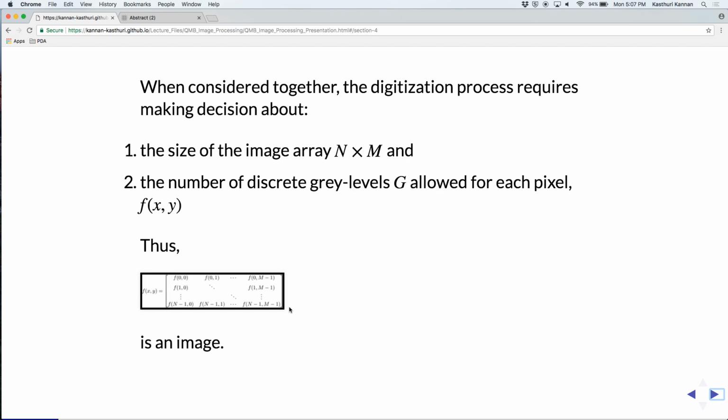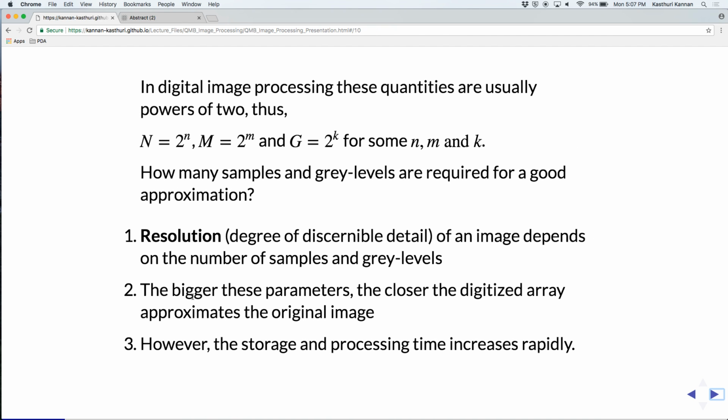So in general, the digitization process requires you to make decisions about two things: the size of the image, an n by m matrix, and the number of grayscales allowed for each pixel. So this is f of x,y. It is denoted by this matrix. This is an image. At the end of the day, this is the image. So for instance, here 0,0 has some intensity value. This 1,0 pixel has some intensity value. So that's what it is about. It's just a matrix with some intensity values, right?